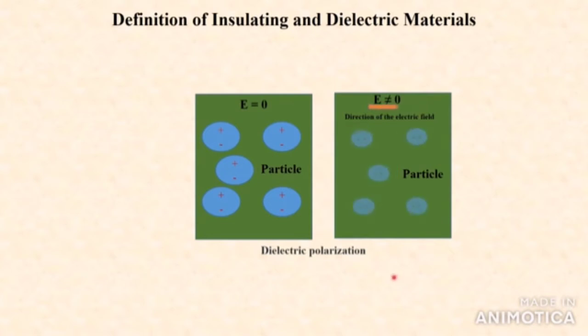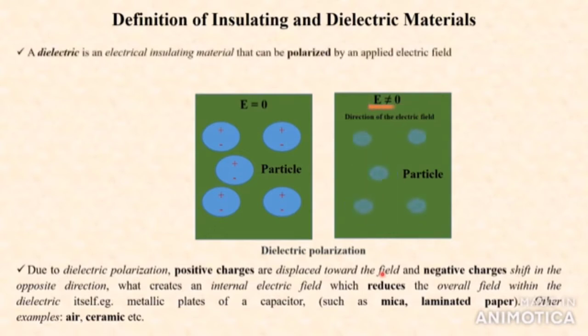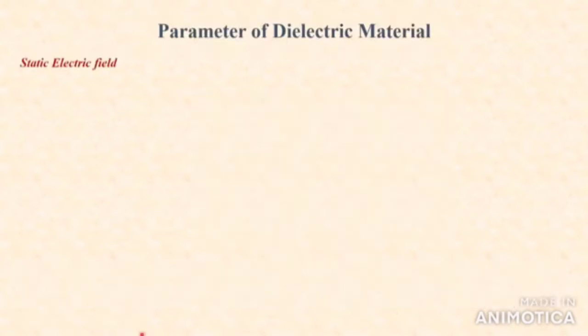The insulating materials, the dielectric properties. Due to the dielectric polarization, the positive charges are displaced towards the field and the negative charges shift in the opposite direction, which creates an internal electric field that reduces the overall field within the dielectric itself. Examples include mica, laminated paper, air, ceramics, etc. The parameters of dielectric material.